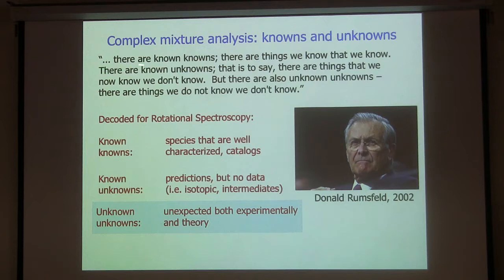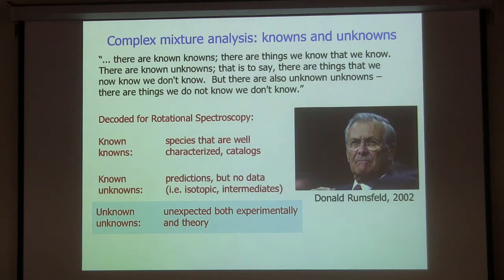And he goes on to say, there are known knowns. There are things we know we know. Fair enough, okay. There are known unknowns. That is to say, there are things we now know we don't know. But there are also unknown unknowns. There are things we do not know we don't know. Right? And, you know, you can imagine how that was received by the public and the press.